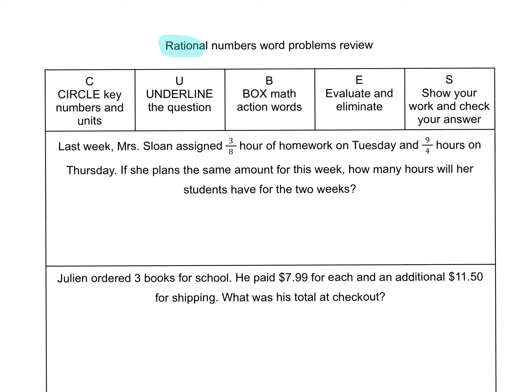So this one says last week, and we're going to use the CUBES method. So C is for circling key numbers in units. U is for underlining the question. For B, we're going to box the math action words. We're going to evaluate and eliminate, so get rid of distractor numbers. Think about, like, what's my setup? And then this last one, S, we're going to show our work and check our answer.